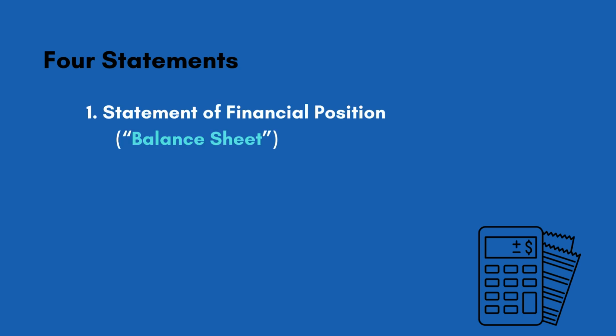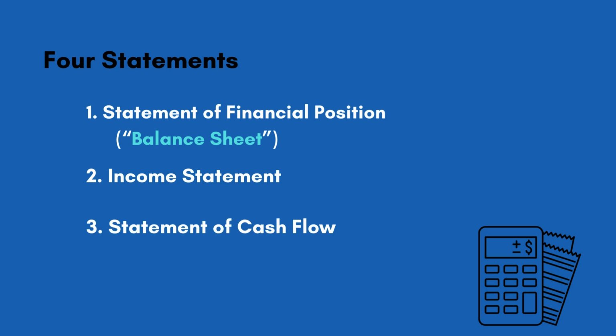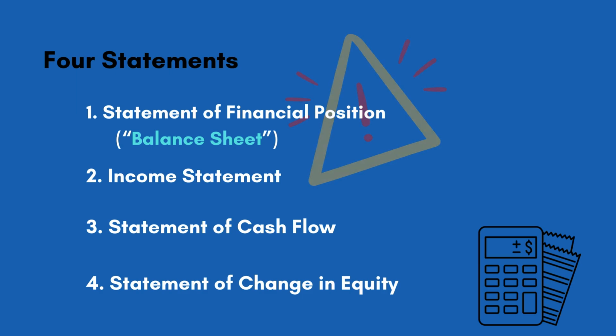There are four main statements in the complete set of financial reports. They are the statement of financial position, also known as balance sheet, income statement, statement of cash flows, and statement of changes in equity. In the remaining part of this video, I will briefly introduce the first three statements and then provide a case to explain more about their functions and relationships among themselves. We'll focus more on the first two initially, since almost all transactions affect each or both of these two statements.